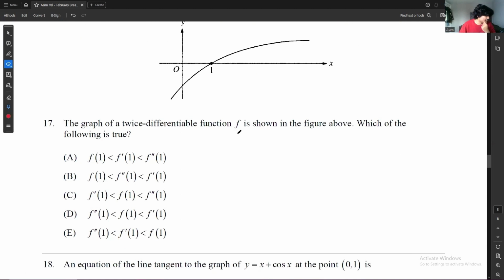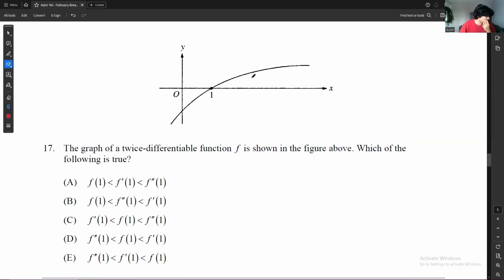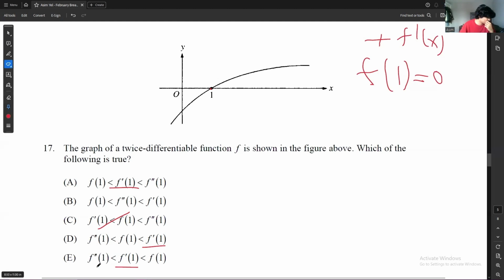The graph of a twice differentiable function f is shown in the figure above. Which of the following is true? So f of 1 is 0. First of all, this has to be less than the derivative because we have an increasing function, guys. If we have an increasing function, our f prime is positive and f of 1 is 0. So our f prime has to be either the greatest or the second greatest. So all of this makes sense.